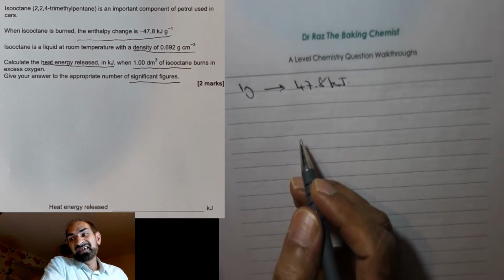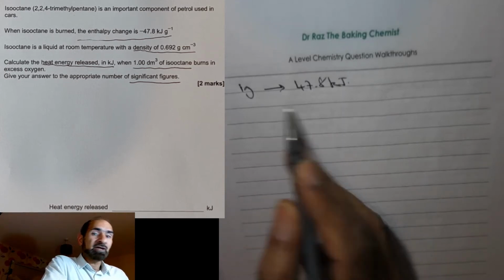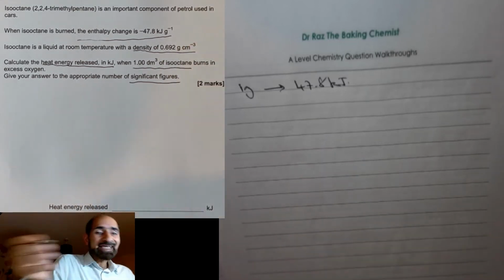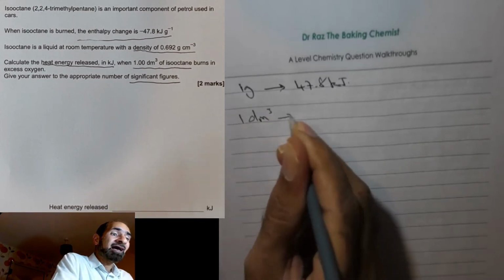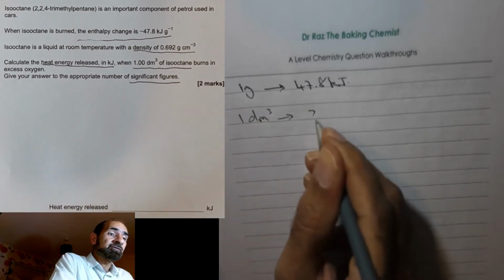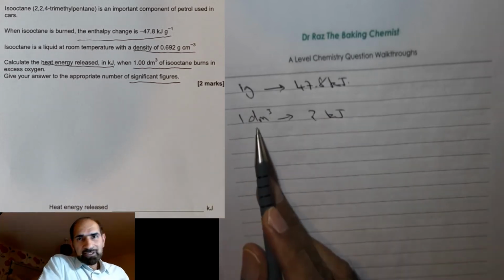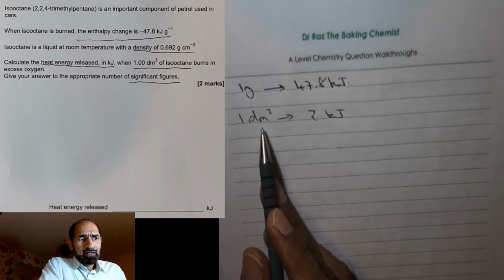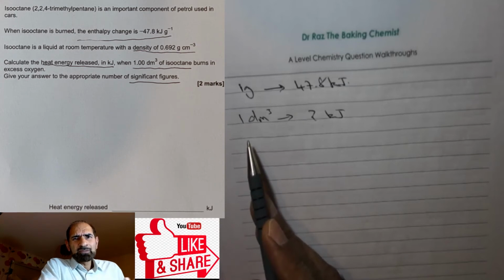Now, the density they've given you. The first thing is 1 gram. Forget the density for the time being, they're saying when 1 decimeter cubed is burnt, how much energy does it give you in kilojoules? So when 1 decimeter cubed is burnt, what's that in grams? I know 1 gram gives you that much, but what is 1 decimeter cubed in grams? And this is where density comes in.